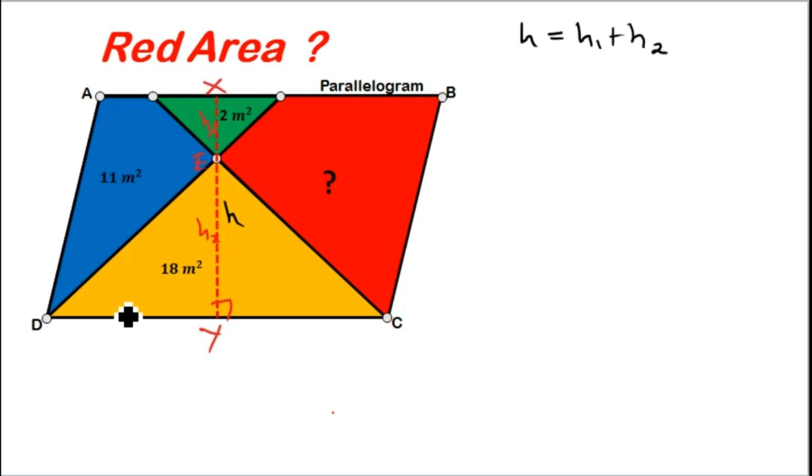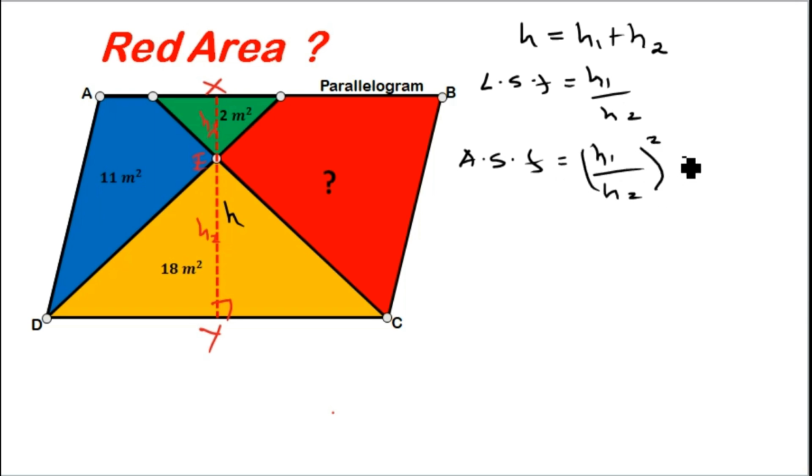Now, if we use the scale factor, then you start with the linear scale factor, which is H1 over H2. When you now get the area scale factor, you square the linear scale factor. That is H1 over H2 squared. And for that area scale factor, we've been given the area to be 2 for the smaller one and 18 for the larger one. So you compare the area scale factor.